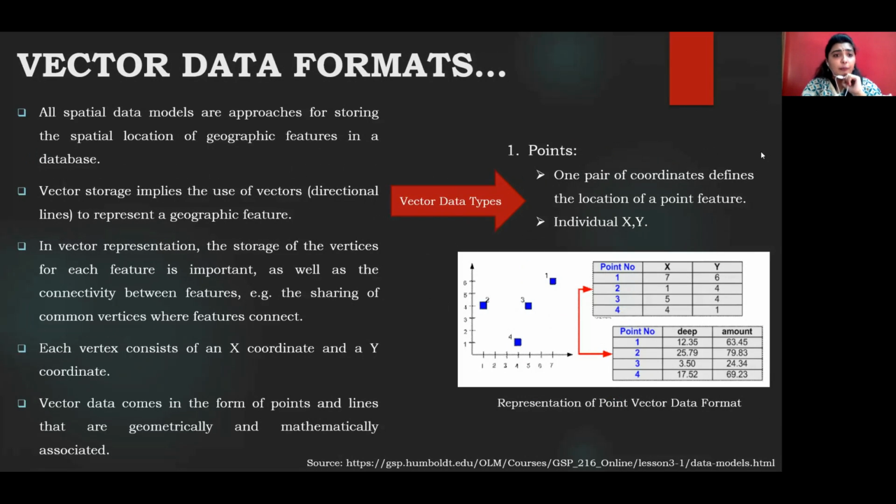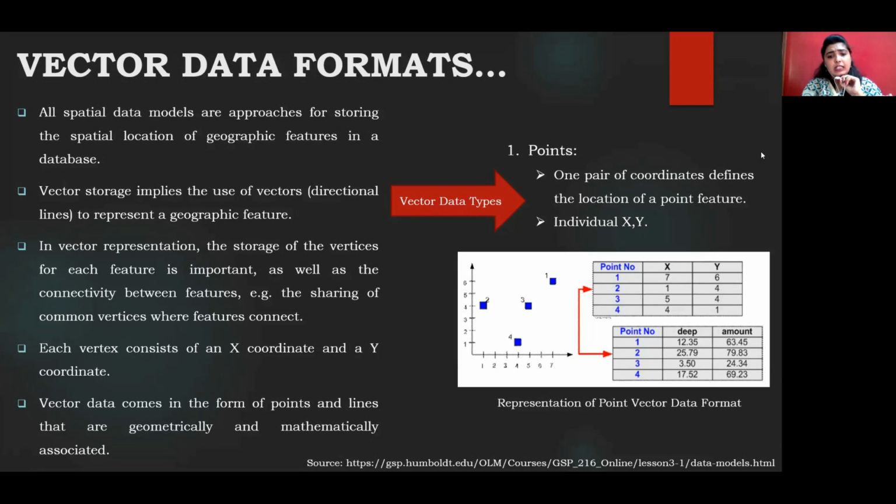The vector data formats which we first discuss are a subpart of the vector data model. All spatial data models are approaches for storing the spatial location of geographic features in a database. Vector data formats become the easiest form of storage. Vector storage implies the use of vectors or directional lines to represent the geographic features, in terms of points, lines, and polygons.